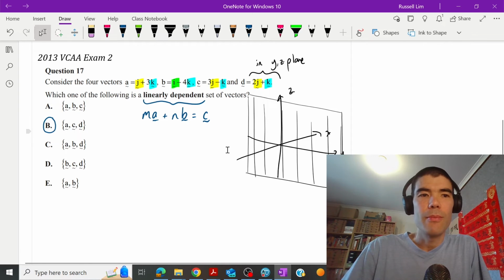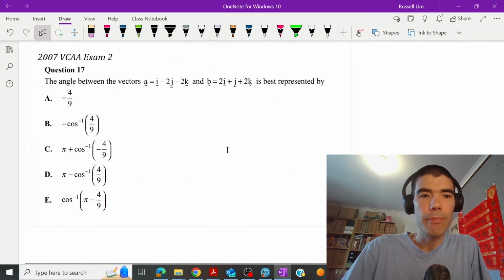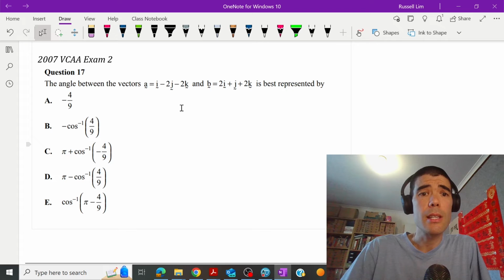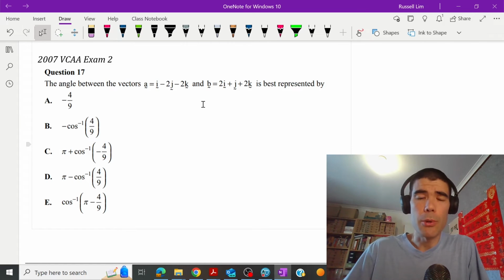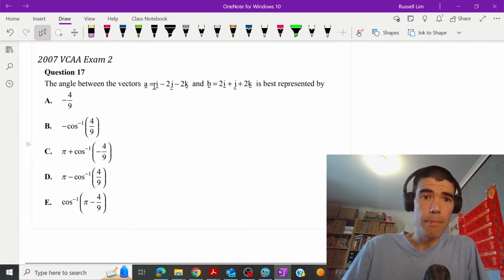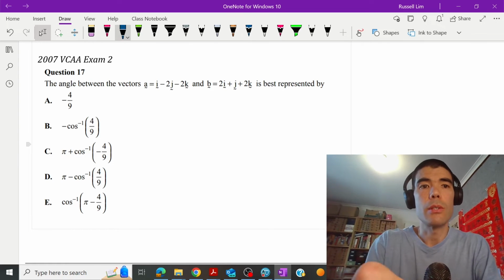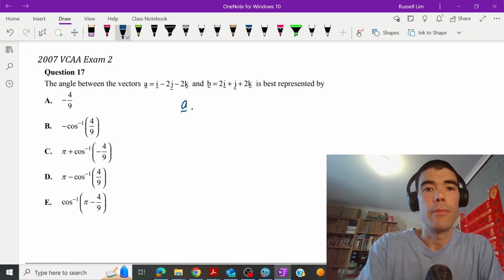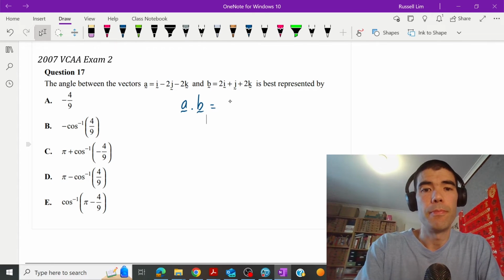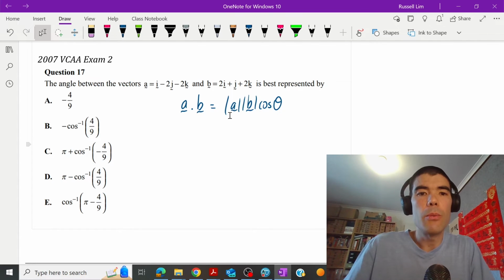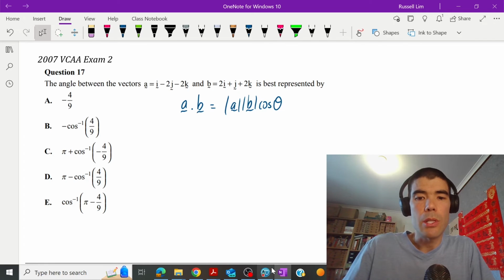Okay, let's have a look at one more. The angle between the vectors A and B is best represented by, okay, so definitely the best approach to this one is to get out the CAS calculator and calculate, because we're going to use the dot product. So if we can calculate A dot B over length of A times length of B, that will give us the cosine of theta.